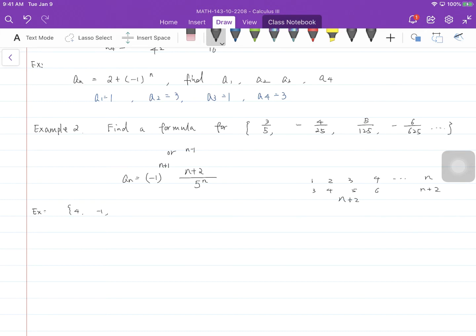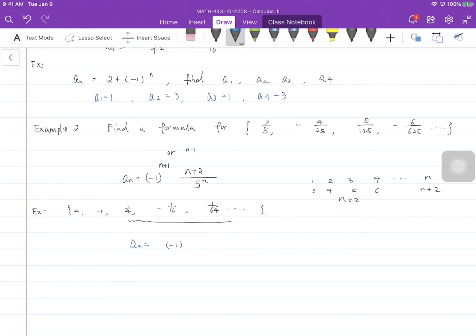4, -1, 1/4, -1/16, 1/64. Let's take a look at this one. Okay, you can try. For this one, you can start from the third term and find the general term, and then find the a_n. Okay, the solution is... please work on this by yourself.